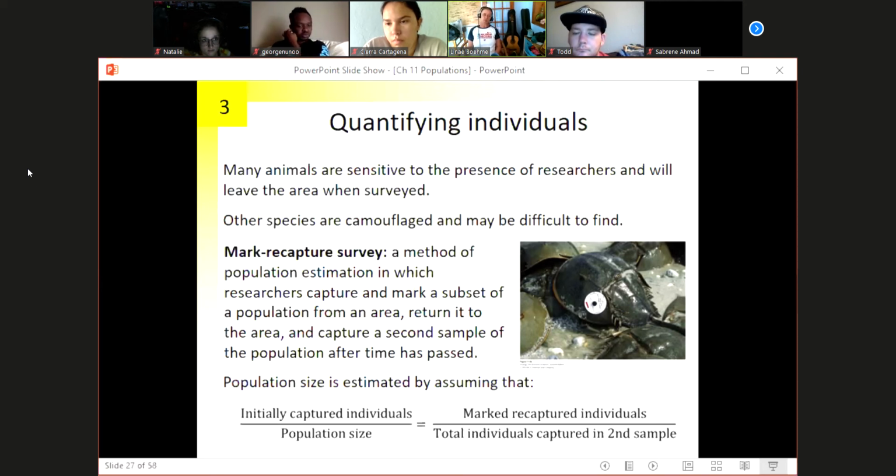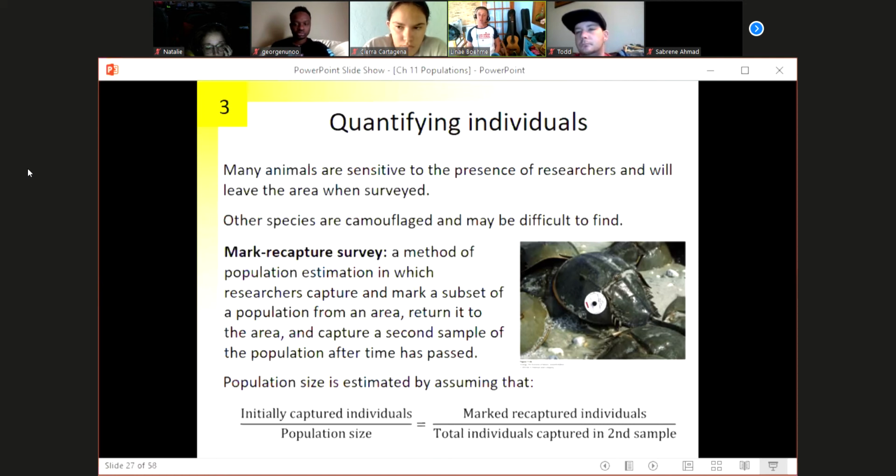And what you're looking for is a change in the number of roly-polies with fingernail polish on them. If you didn't catch them all, you're going to find some roly-polies that are unmarked. So you look at the initially captured individuals, and then when you come back, you look at how many of your second batch are still marked compared to the total number of individuals in that sample.